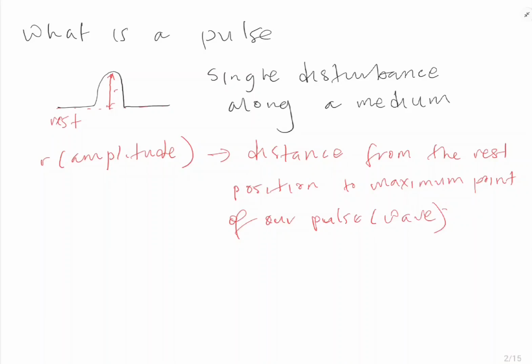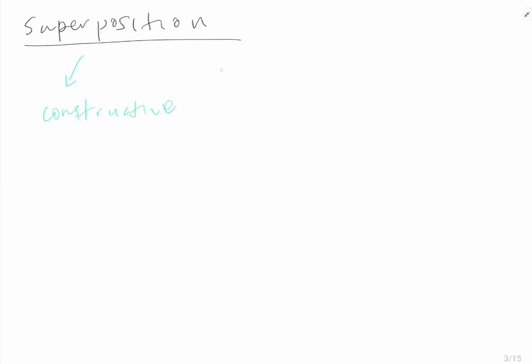So obviously a wave will be many of these pulses in succession, following each other, but this is where we start. The reason why we start with defining what a pulse is, is that it's also going to help us get into a very important concept known as superposition, right? Let me just move to a different slide. I'm just going to write it here, superposition. There are two types of superposition. There is constructive interference and destructive interference.